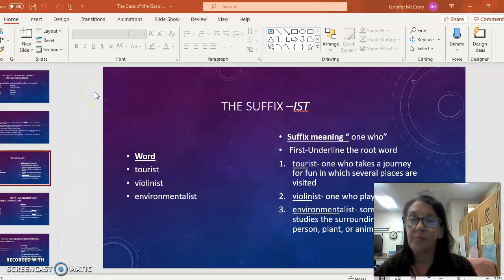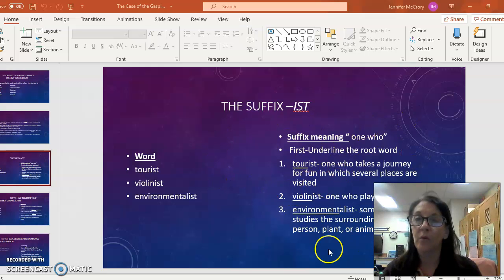This is day 2, and I am so sorry that we ended in the middle of our IST, but we were going to jump right back in so that we do not waste any time. So let's take a look at our second column where we are looking at the suffix and what our new words are going to mean, because remember, our remaining 3 spelling words are tourist, violinist, and environmentalist.